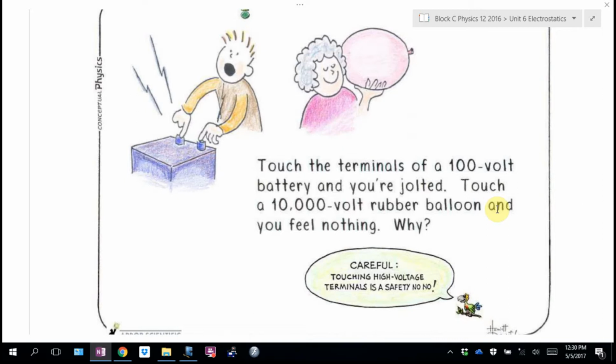Why is it that if you take a little 9-volt, one of those rectangular batteries, and you touch it to your tongue, you feel a shock. But if you rub a balloon on your hair, you can get tens of thousands of volts and feel no shock. Why? So this is what we're going to talk about today and for the next few days. It has to do with how voltage is defined.